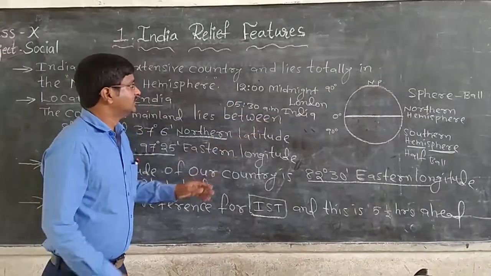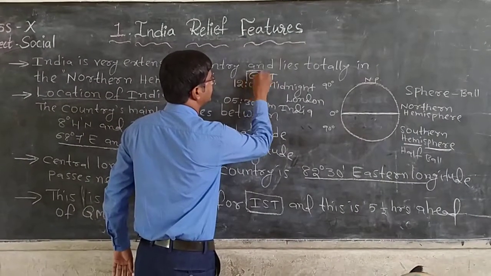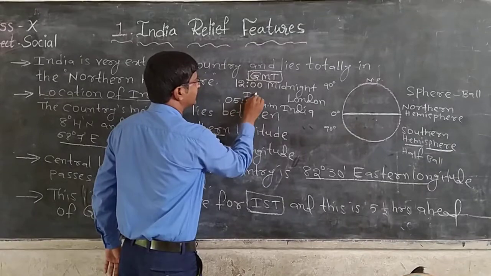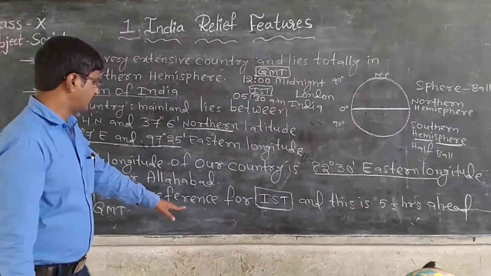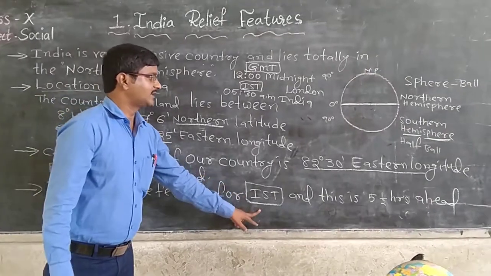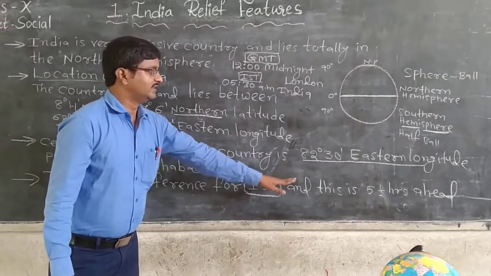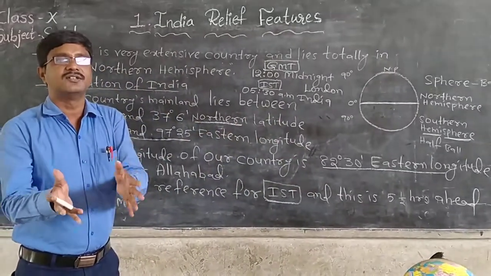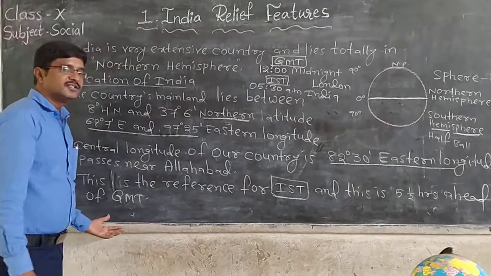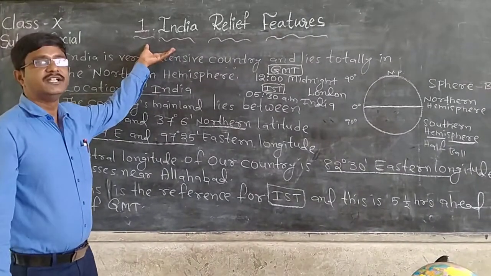This is GMT, Greenwich Mean Time, and this is Indian Standard Time. So just now we have learned that Indian Standard Time, the 82.5 degrees eastern longitude time, is 5.5 hours ahead of Greenwich Mean Time. Okay, so this is the information of our country, India.